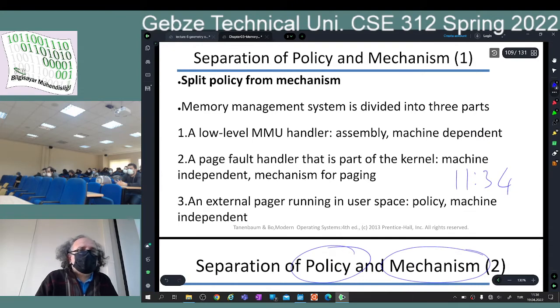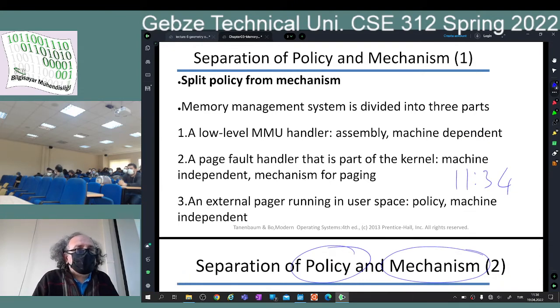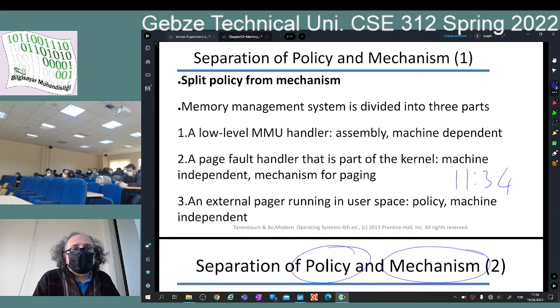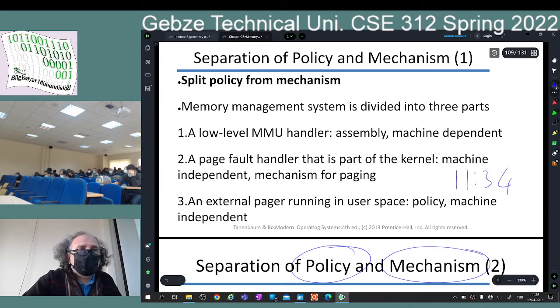The second part is again the part of the kernel, the page fault handler. Somebody has to handle the page faults. Remember, the page faults are the interrupts. Somebody has to handle those, and again that's machine independent, because whenever the interrupt happens, it finds what instructions are causing this page fault, and does that kind of stuff. Remember those 7 steps, 8 steps, is done in a machine independent way. It is the mechanism for paging.